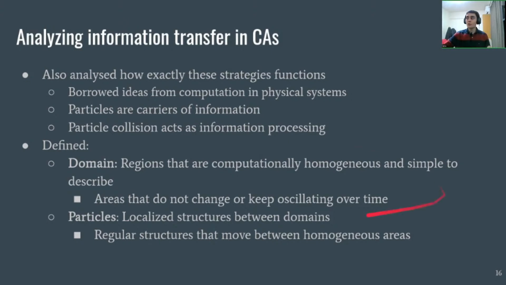The first one is domain, regions that are computationally homogeneous and are simple to describe. Basically, areas that do not change or keep oscillating, like black and white, black and white, black and white. The second term they called particles, that are structures that are between these domains. And you can understand them as regular structures that move between these homogeneous areas.